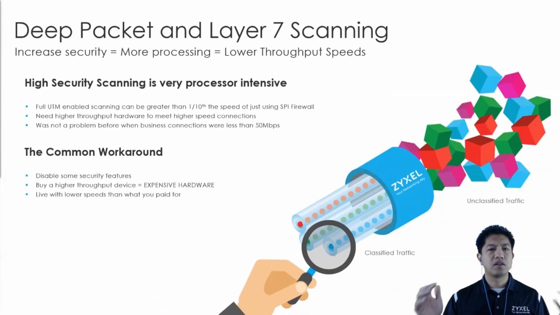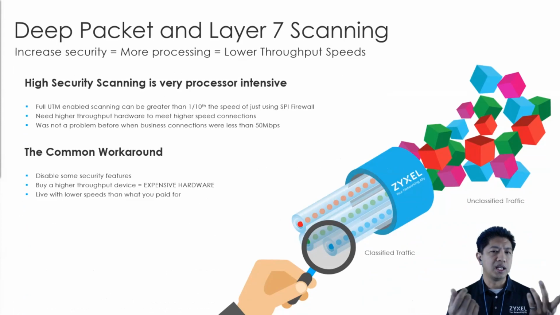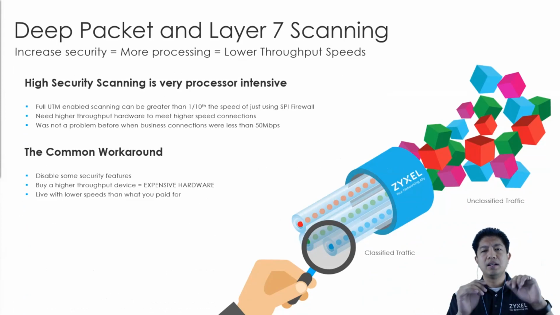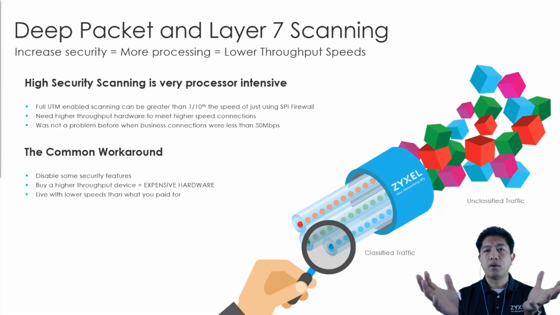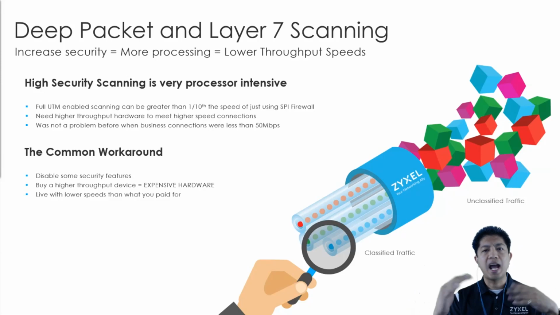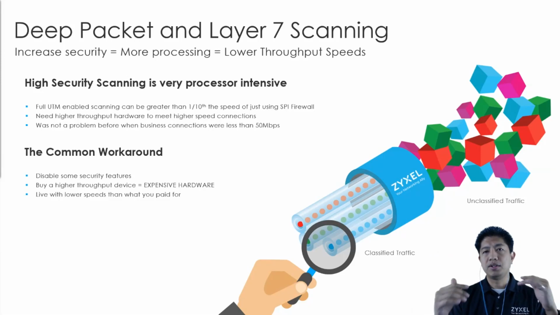So of course, just to summarize, increasing security requires more processing, which then results in lower speeds. If you look at data sheet numbers from anybody in the industry, you'll notice right away that there are two numbers. One is the SPI firewall. That's your basic firewall throughput, which has no security really turned on, just NAT capabilities, things like that. And then they'll usually give a full UTM scanning number. And you'll notice the speeds are probably like 1/10 of the speed of the SPI firewall.